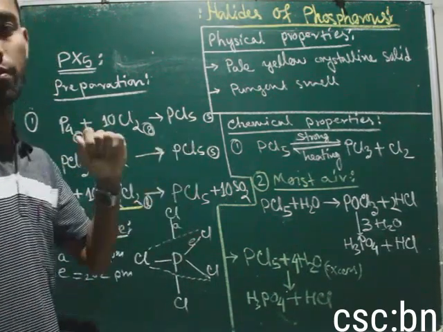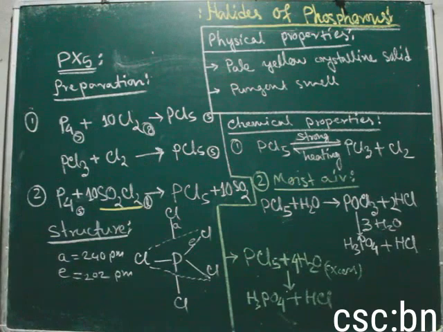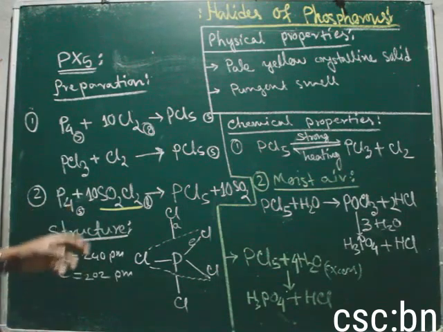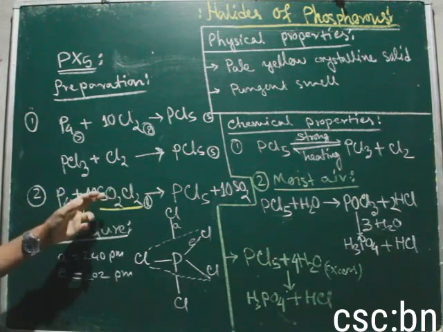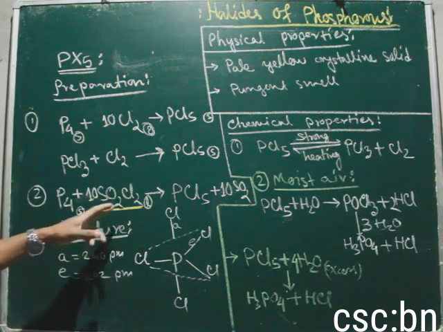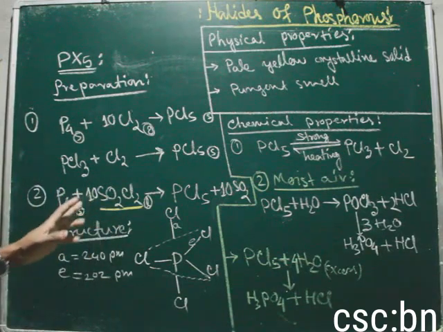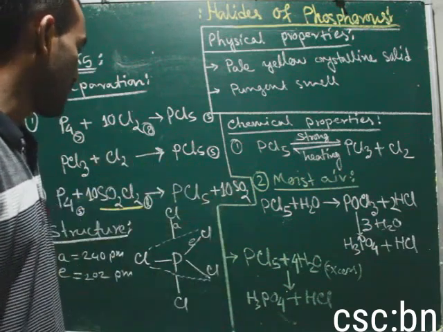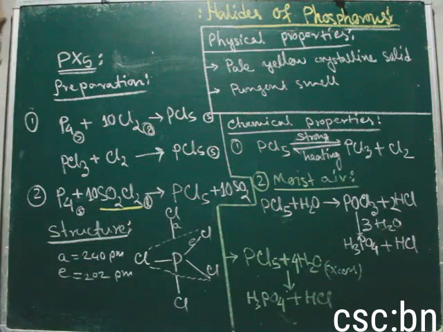It is in solid form. Next point is that when you treat phosphorus P4 unit with sulfuryl chloride, SO2Cl2, it will give you sulfur dioxide gas and PCl5. You have to balance this reaction; the answer is like this.